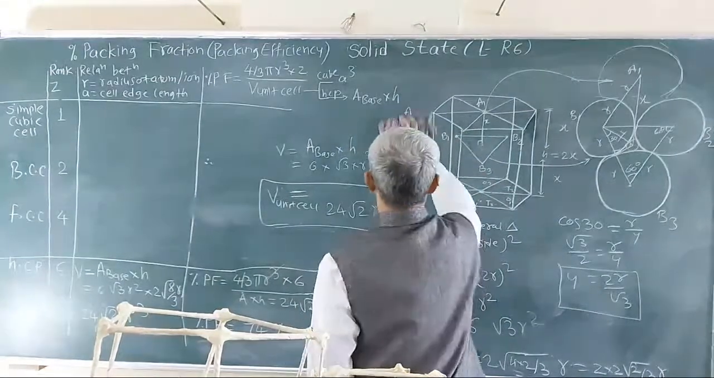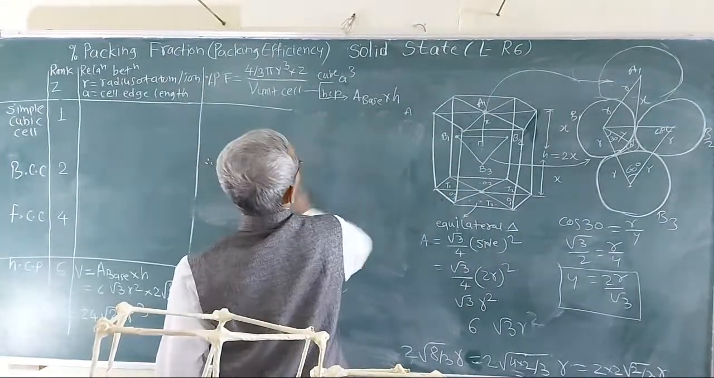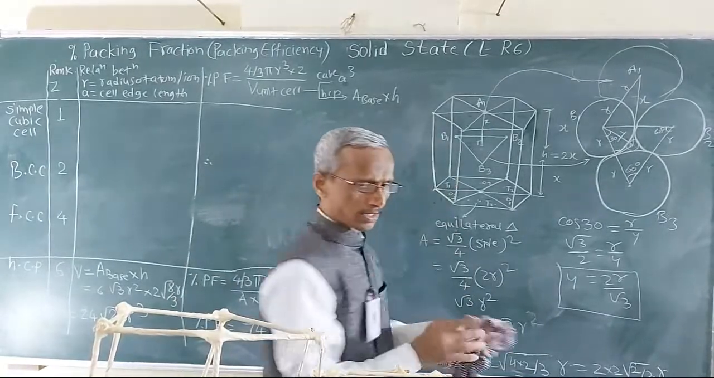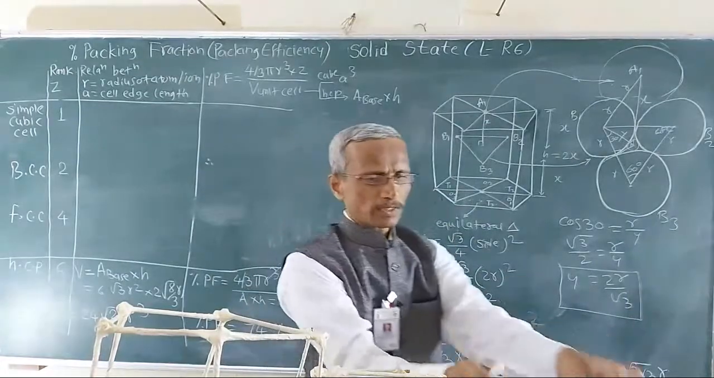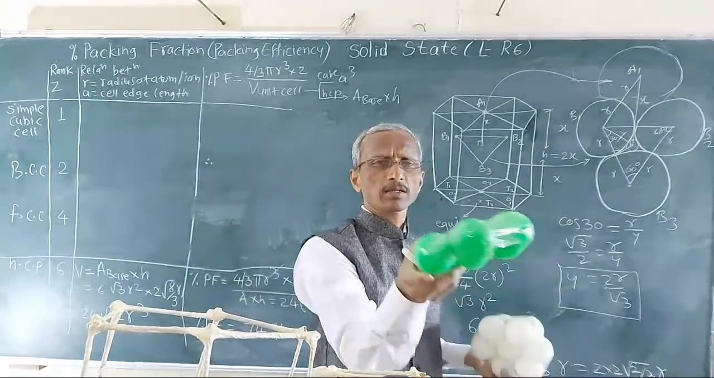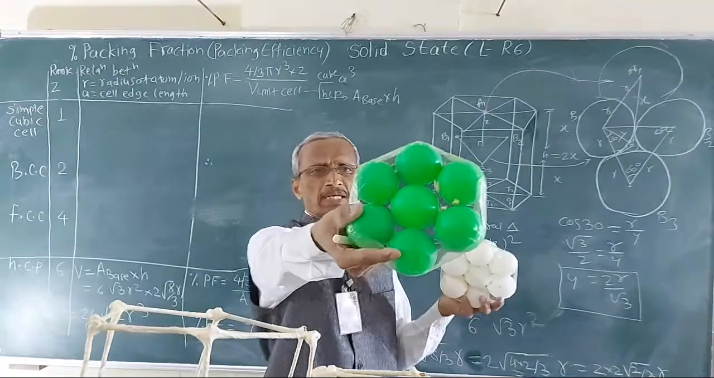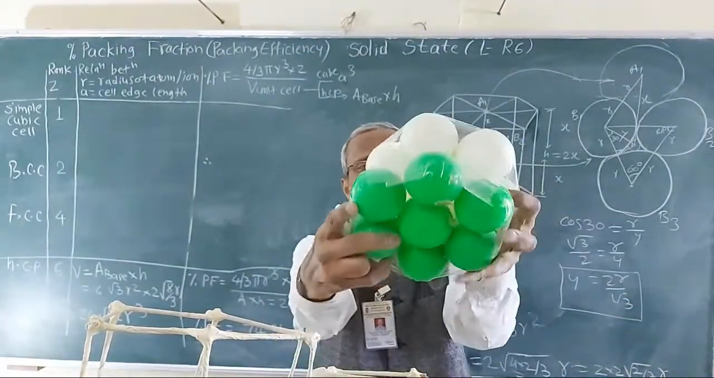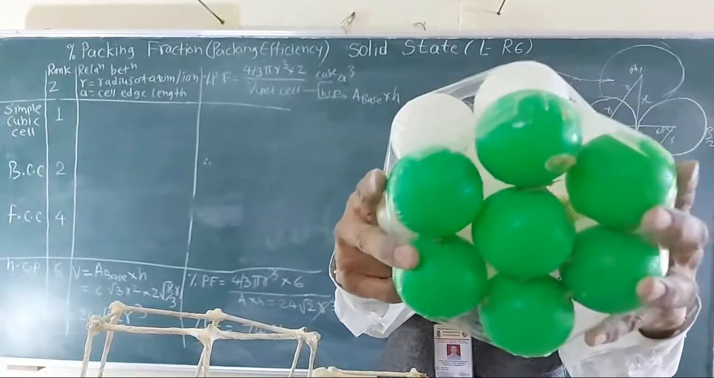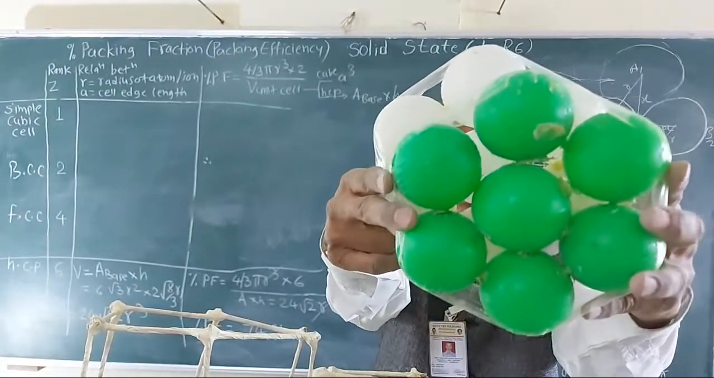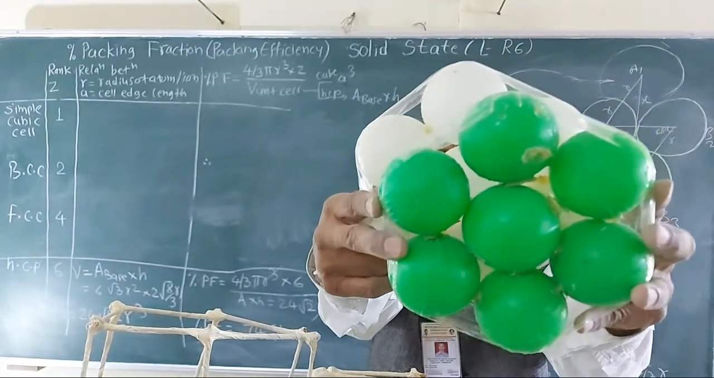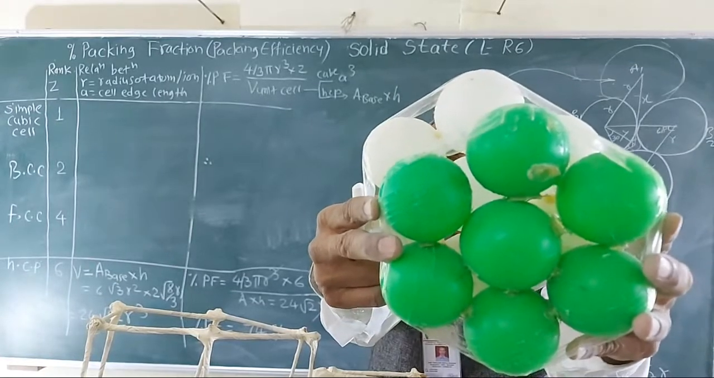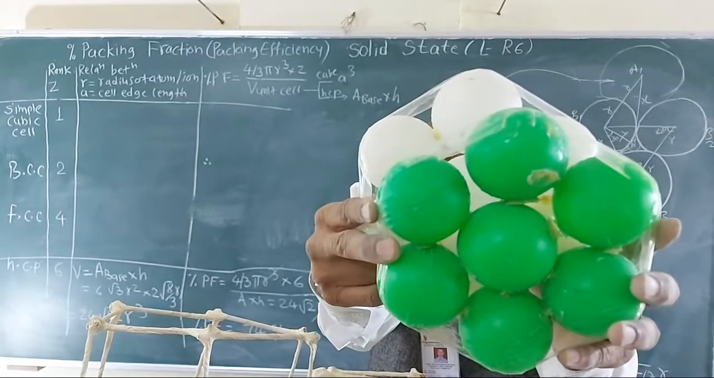Now consider some more details. Dear friends, this is very important: how the HCP is made. This is the first layer. There are triangular voids. When you put a second layer, now carefully observe that three voids are completely closed and three voids are partially closed. The completely closed voids are tetrahedral voids, and the partly closed voids are octahedral voids.